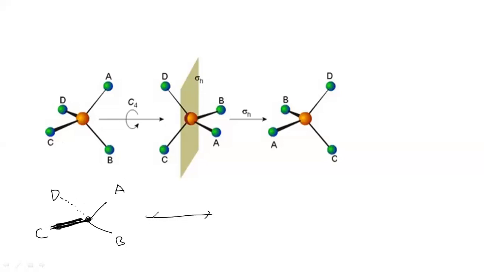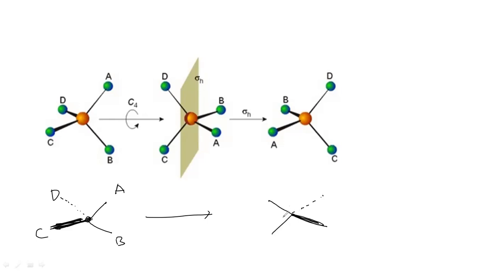If you rotate this with a 90 degrees angle, what happens? You will get the 90 degree rotation. I'm putting an axis and rotating with 90 degrees. So you will get exactly the structure like this.